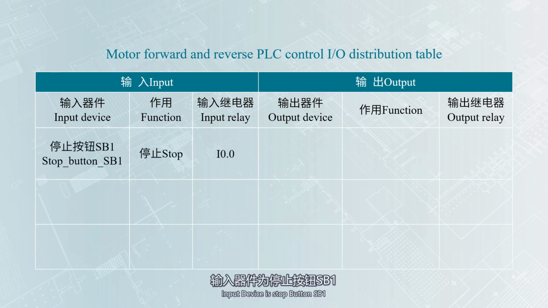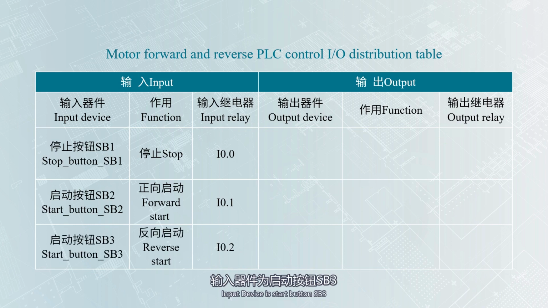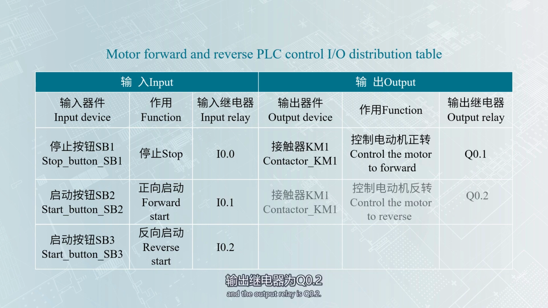Input device is stop button SB1, function is stop, input relay is I0.0. Input device is start button SB2, function is forward start, input relay is I0.1. Input device is start button SB3, function is reverse start, input relay is I0.2. The output device is contactor KM1, which is used to control the forward rotation of the motor, and the output relay is Q0.1. And the output relay for KM2 is Q0.2.